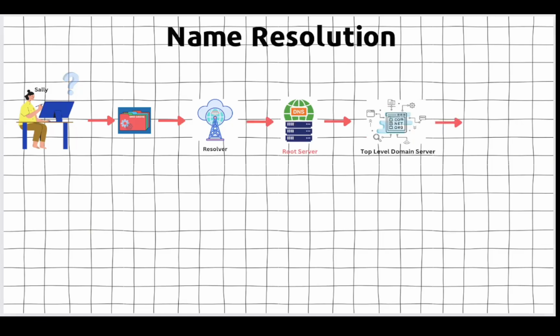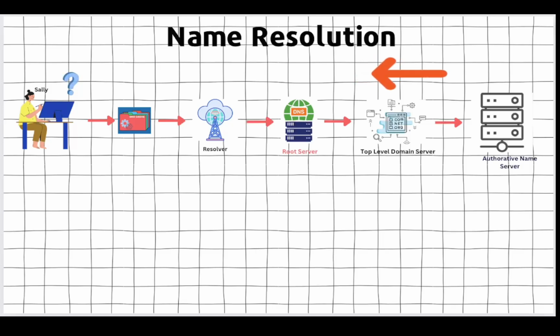The top level domain server will contain the top level domain information like .com, .org, etc. However, it will not know the IP address of the website. Hence, it will direct the resolver to an authoritative name server. The authoritative name server provides the IP address, which is stored in the DNS cache for next time resolution, and then the information is sent back to Sally's web browser. Sally is now able to browse the web. The whole process is called iterative DNS resolution.